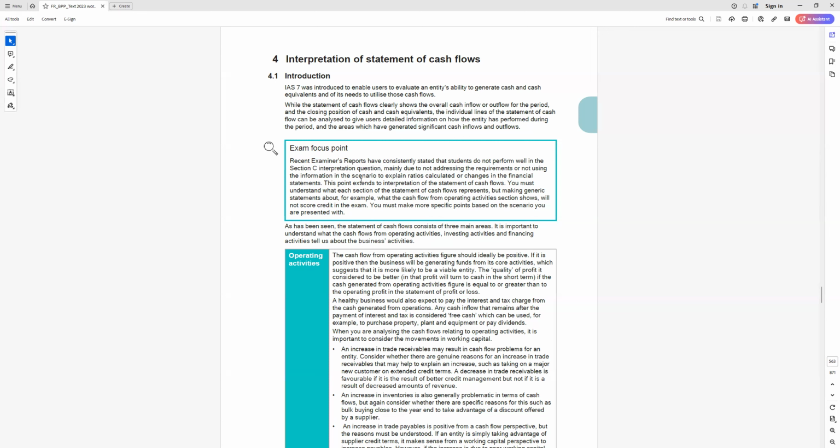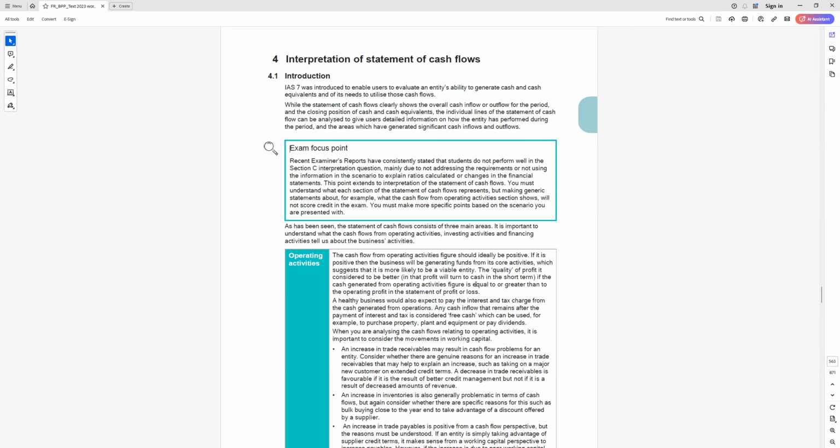Mainly due to not addressing the requirements or not using the information in the scenario to explain ratios calculated or changes in the financial statements. This point extends to interpretation of the statement of cash flows. You must understand what each section of the statement of cash flows represents. But making generic statements, for example, about what the cash flow from operating activities section shows, will not score credit in the exam. You must make more specific points based on the scenario you are presented with.